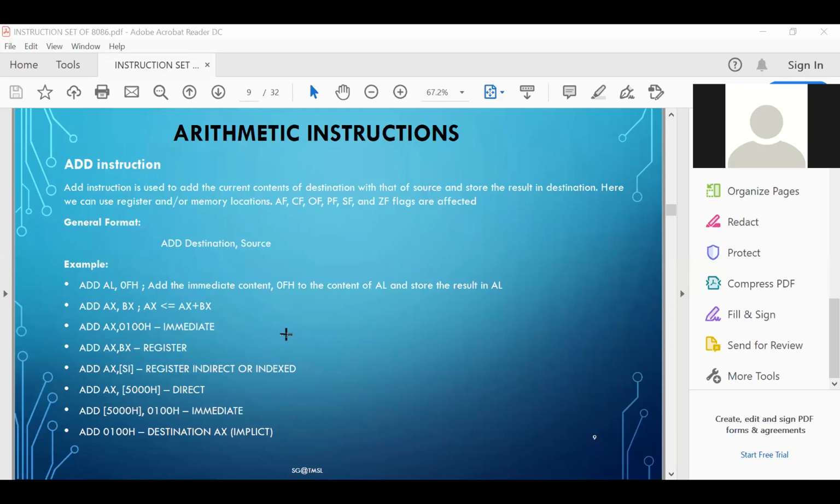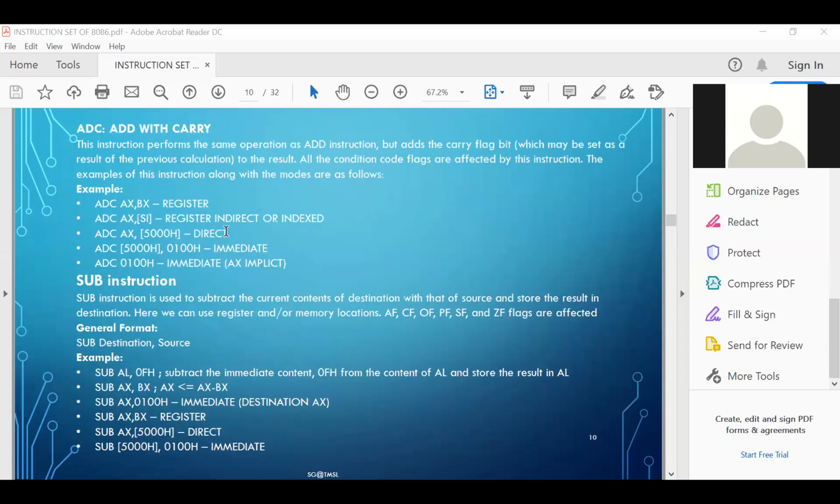Okay, so any register can be used to add with each other and can be used to store the result, which is your destination part. Okay, that is the add instruction. Now that is simple addition. Now if addition with carry is there, then that must be written using the ADC instruction.